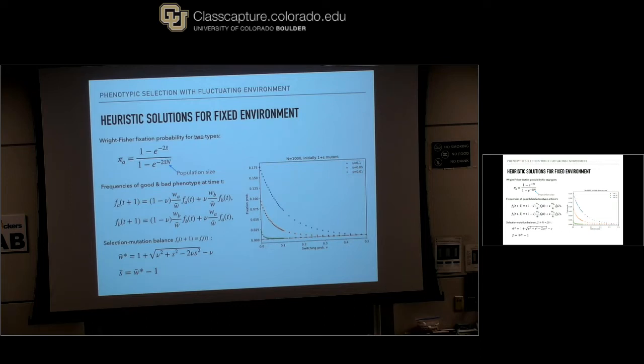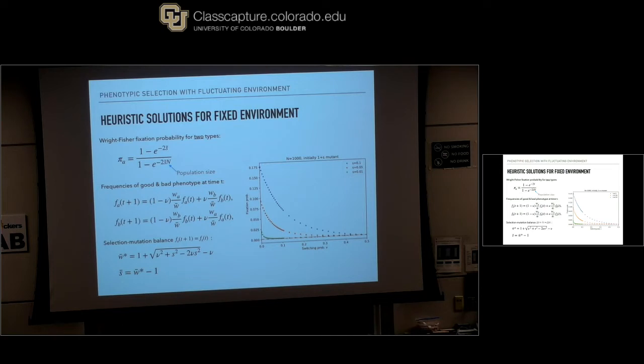So in order to get a better understanding of this, we try to find an analytical approximation. If we only have 2 types, the Wright-Fisher fixation probability is given by this equation, and we can compute it by knowing the population size and the selection coefficient between both types. But here we have 3 types, and the idea is to treat the mutant population as one type, and then we have to compute the mean fitness of the mutant population.